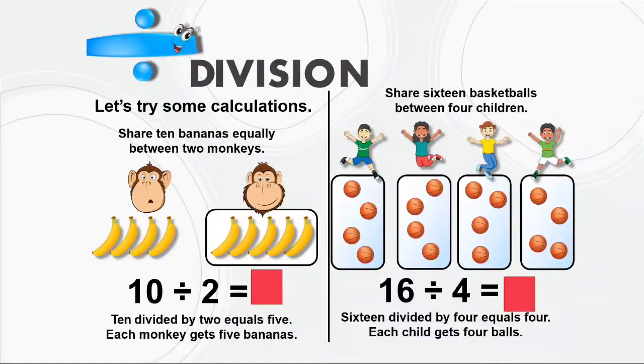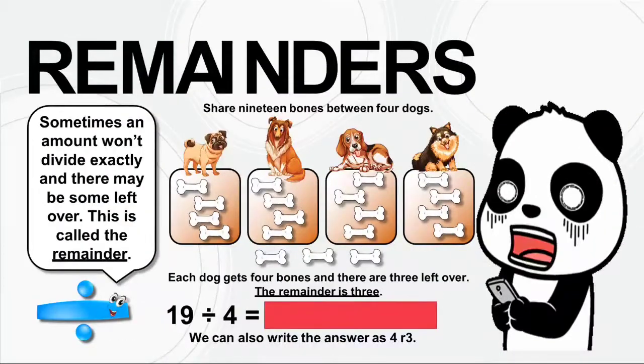Let's try some calculation about bananas. So 10 divided by 2 is equal to, let's see, what is your answer? 5. Very good. So 10 divided by 2 equals 5, and 16 divided by 4 is equal to 4.